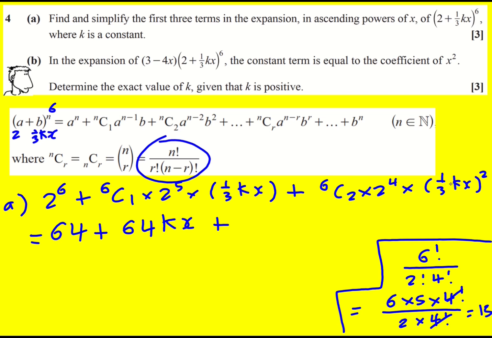Then times that by 2 to the 4 and a third squared, which is going to be 1 over 9. And this actually turns out to be 80 over 3. Sorry, I'm just saving a bit of time here, I'm not going to show you me putting it into my calculator. K squared, x squared. And that is our final answer.